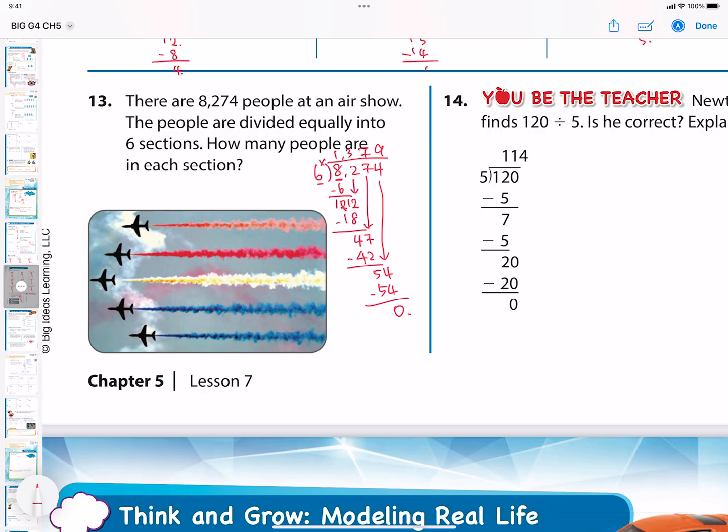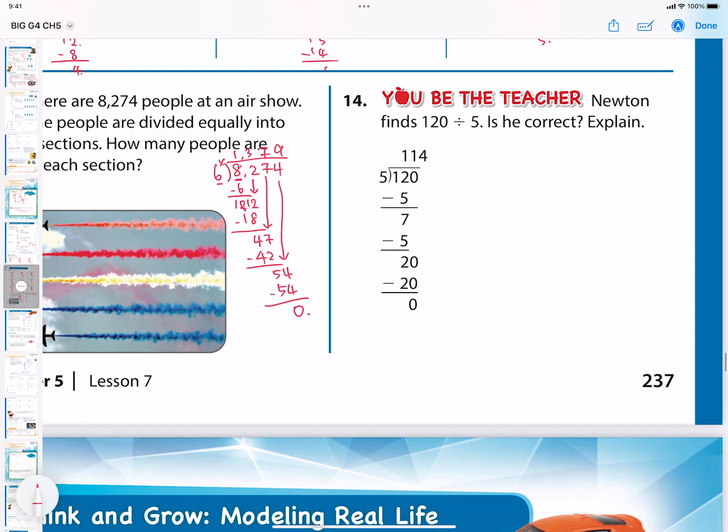Okay. All right, you be the teacher. Newton finds 120 divided by 5. Is it correct? Explain. Oh, it's going to be very simple when you even estimate. Newton says 120 divided by 5 is 115. But we know divisor times quotient has to have what? This dividend. So 5 times even 100 is already 500. So this doesn't make sense at all. So the answer is no. Then let's find out what mistake he made.